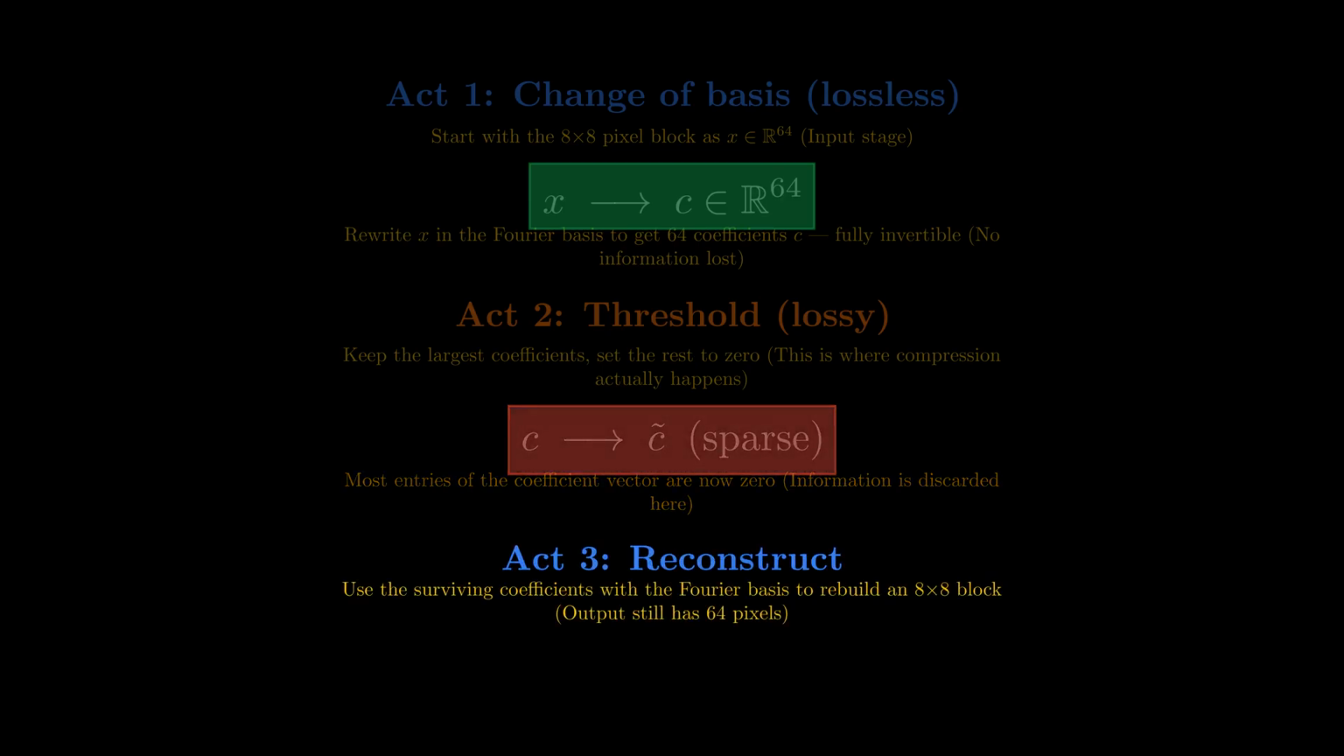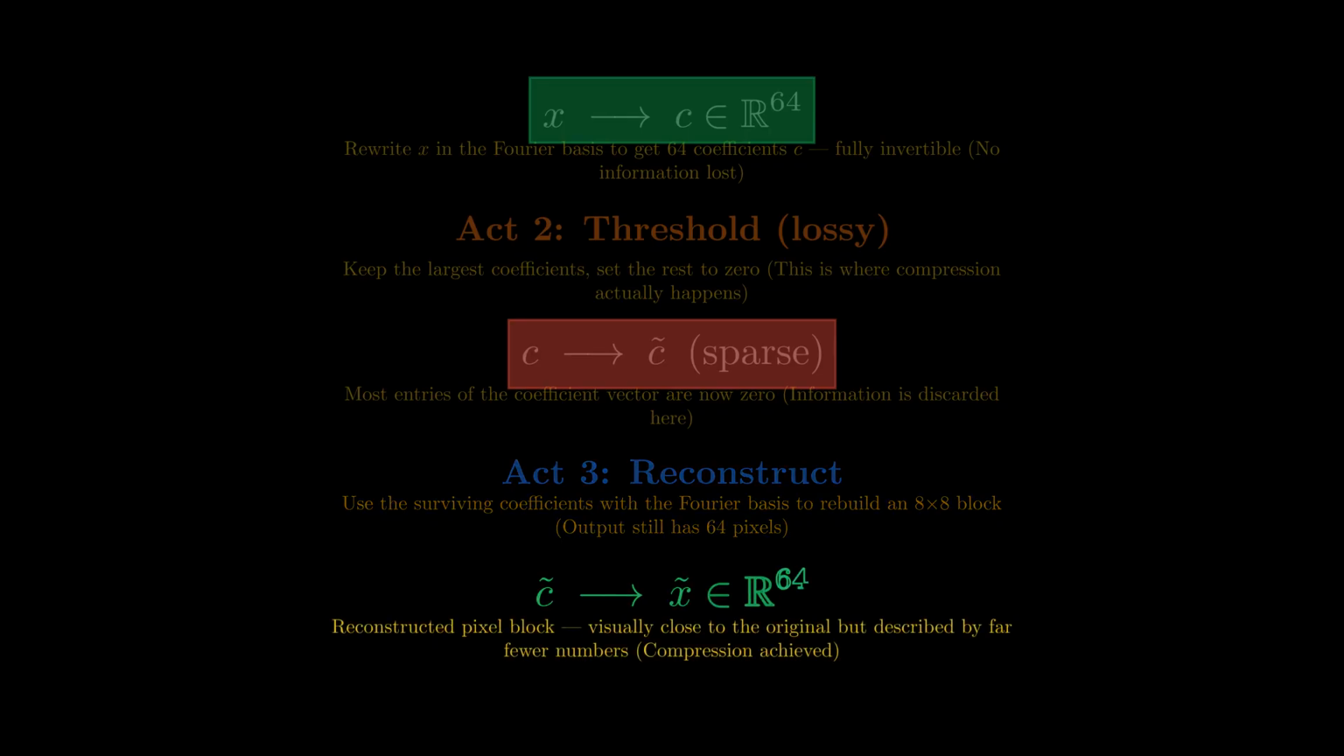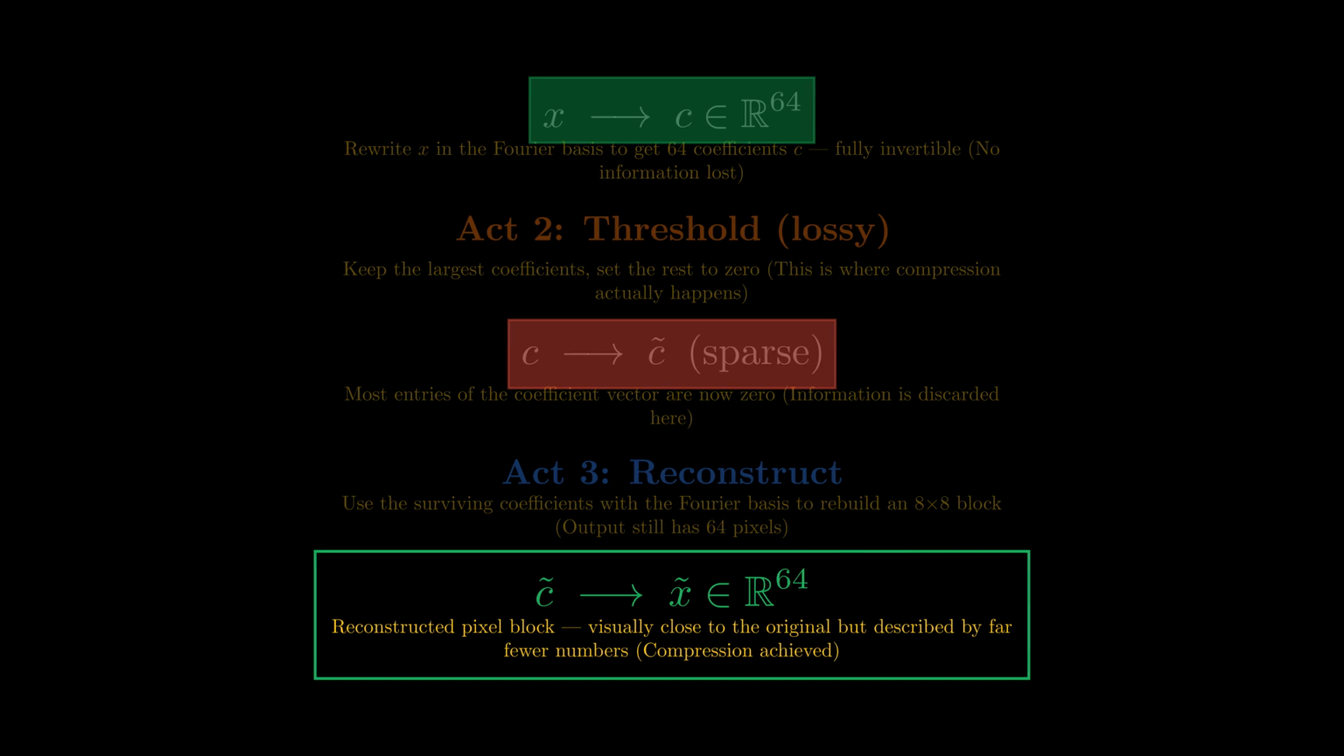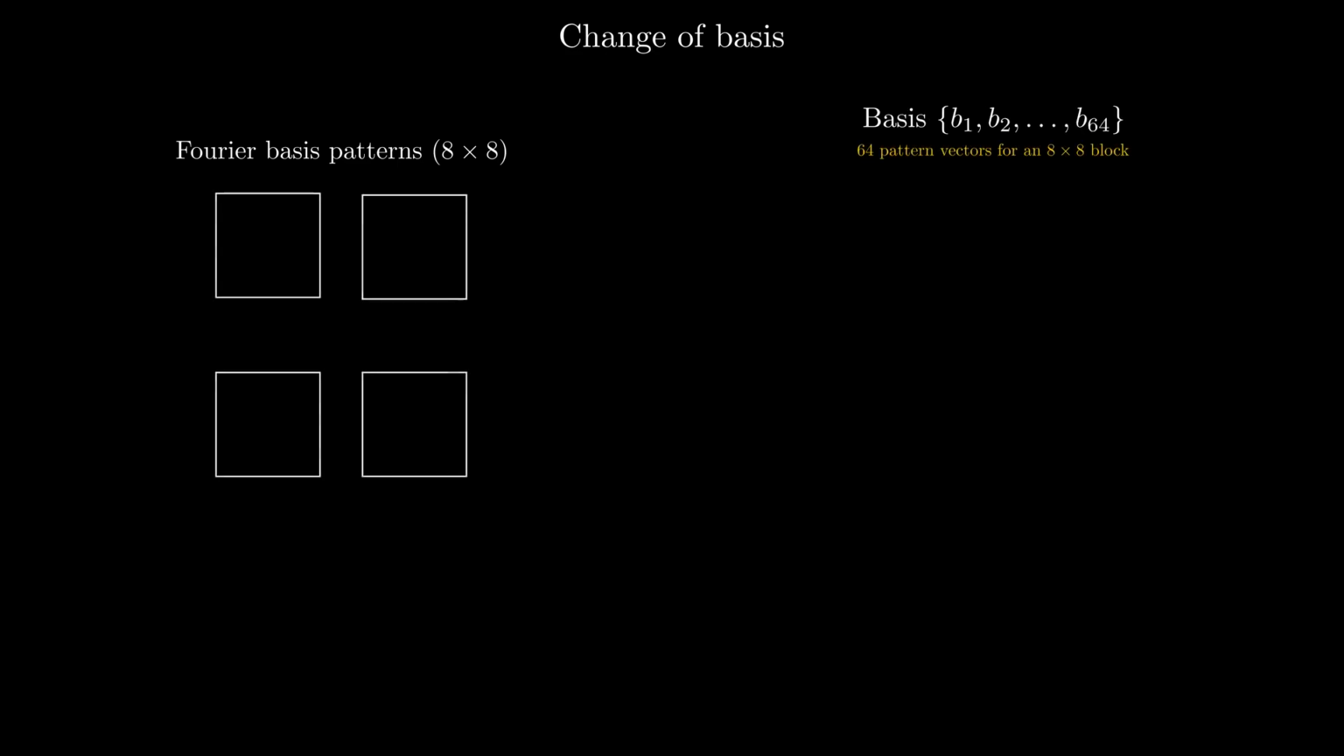Act 3, reconstruct. We rebuild a full 64-pixel block from only the surviving coefficients. The output is still 64 pixels. It just took far fewer numbers to describe. Change of basis is just rewriting the same vector with a different vocabulary.